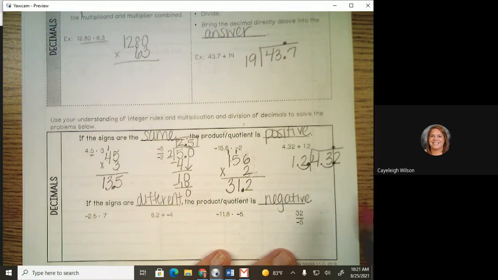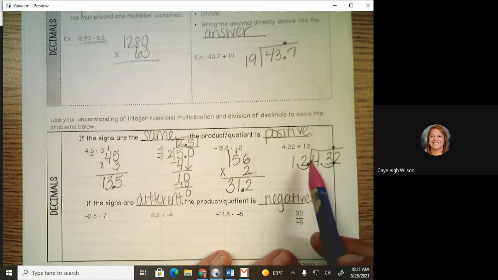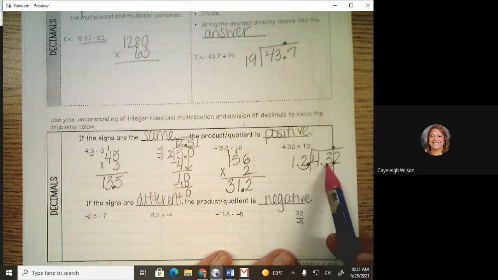And then I'm going to divide this as if this was the number 12. Okay. So 12 does not go into 4. So I'm going to try 12 into 40.